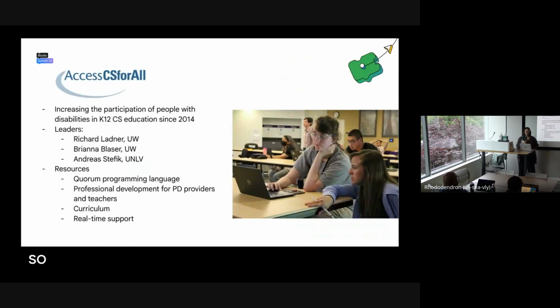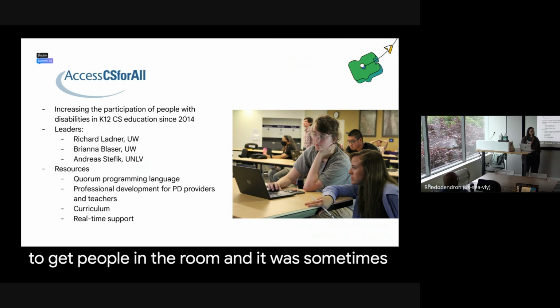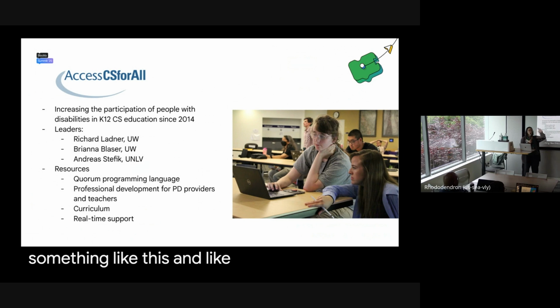So Access CS for All is a project based at the University of Washington and UNLV, focused on K-12 computer science education and increasing the participation of people with disabilities. We've been around since 2014 working on this, and I'll say the landscape has really changed in that time. In 2014, we really had to get people in the room, and it was sometimes hard. So it's so exciting to come to something like this, where there's a whole session on accessibility with other people talking, and it's not just us. Of course, we give a lot of credit to Richard Ladner, our PI at UW, who really has been a leader in this field for decades.